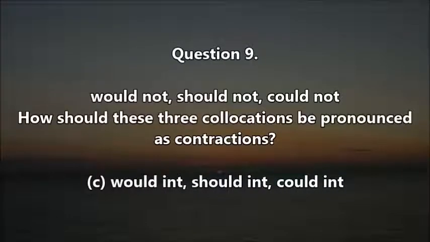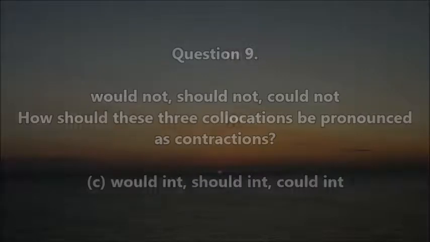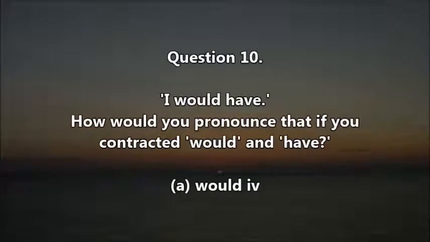Okay. Question 9. Would not, should not, could not. How should these 3 collocations be pronounced as contractions? C. Wouldn't, shouldn't, couldn't. Okay, wouldn't, shouldn't, couldn't. That was C for question 9. For question 10. I would have. How would you pronounce that if you contracted would and have? That was A. Would've. Okay, would've.